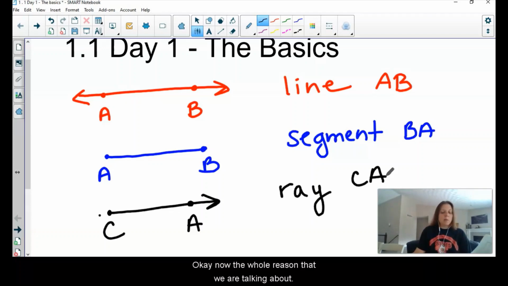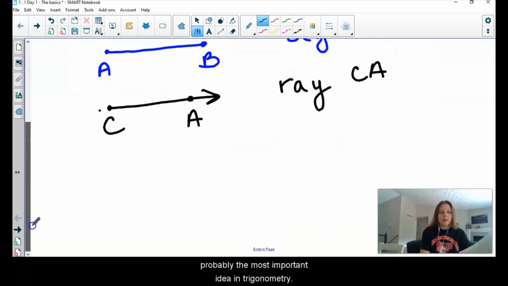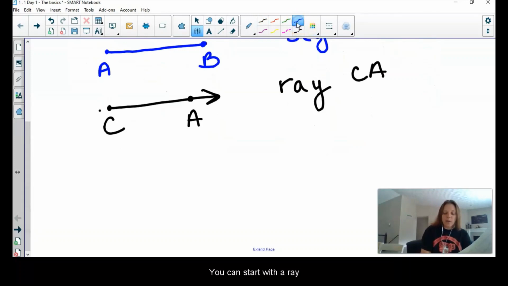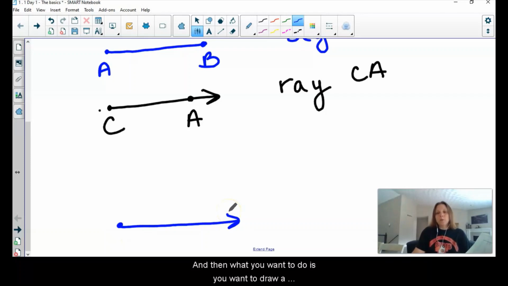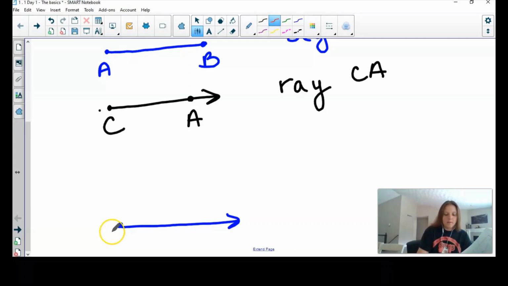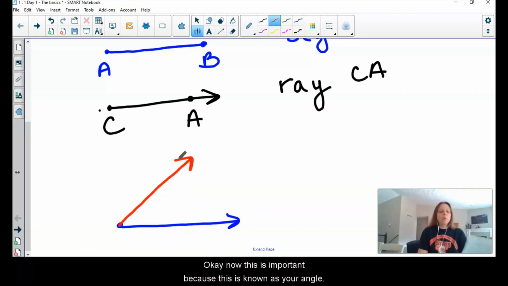Okay, now the whole reason that we're talking about these different lines, segments, rays, etc., is because the last thing that we're going to be looking at is probably the most important idea in trigonometry. You can start with a ray. And then what you want to do is you want to draw a second ray with the endpoints touching. You can draw it however you want, down, over, doesn't matter. I'm just going to draw it like this. Okay, now this is important because this is known as your angle.